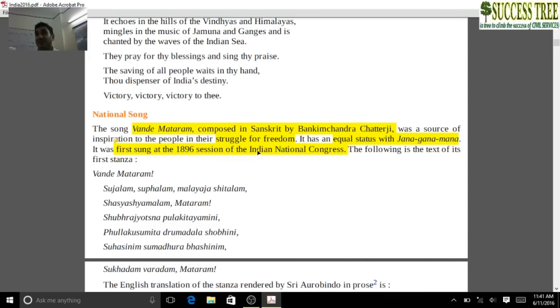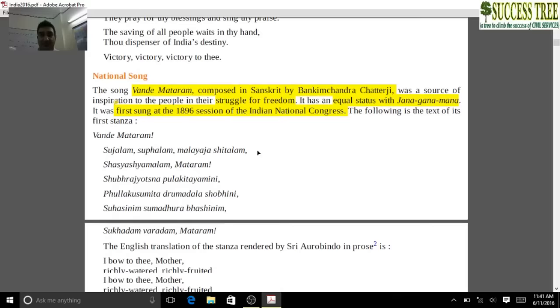It is an incorrect statement, because Jan Gan Man was first sung during the 1911 session. It was not there before 1911. Maybe it could have been a source of inspiration in certain other Andolans after that, but definitely not before that. So just link them, and if the question comes, try to get it analytically.